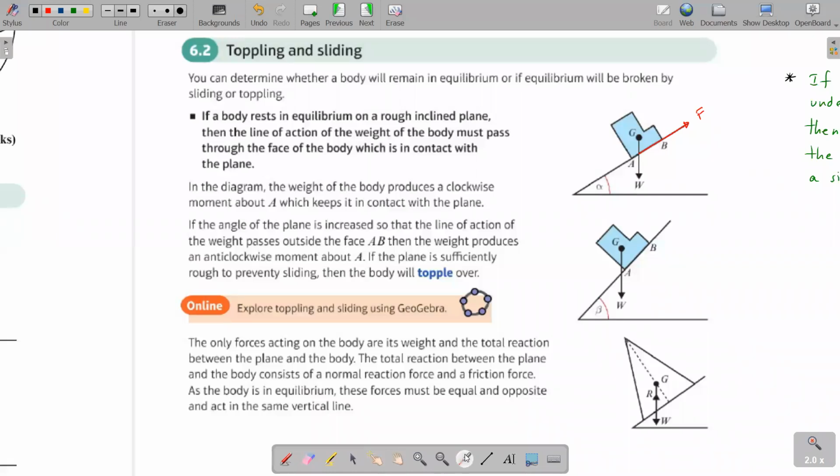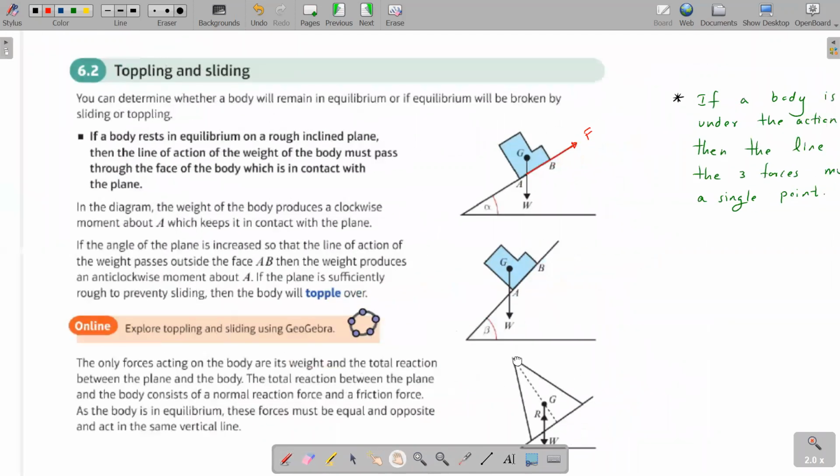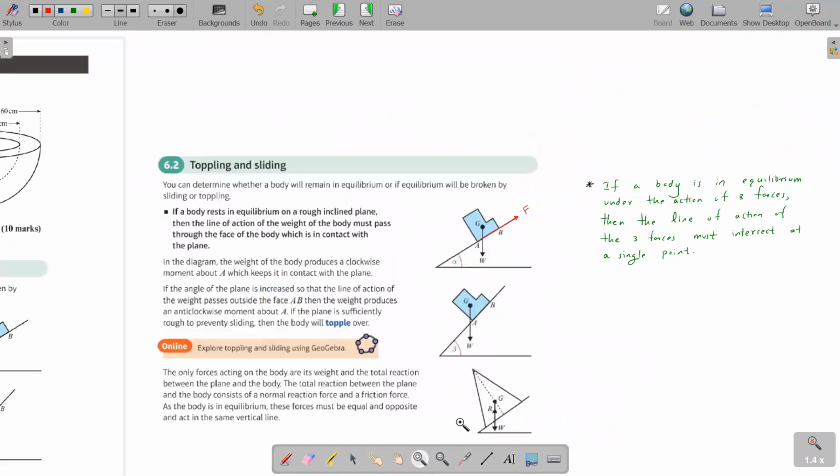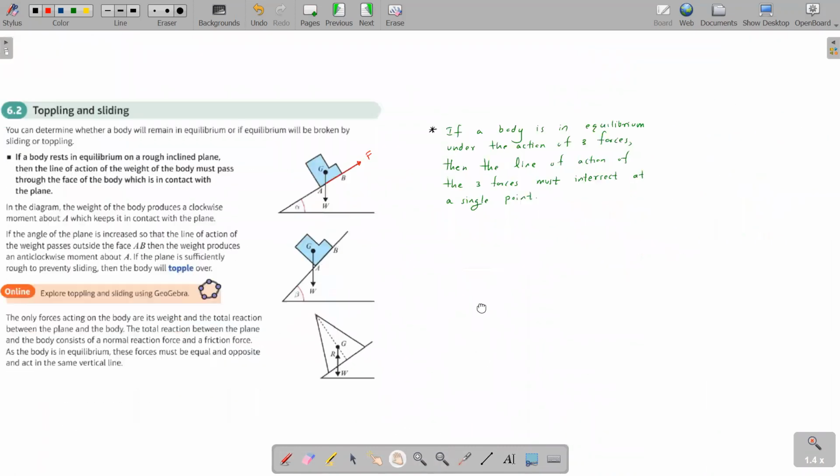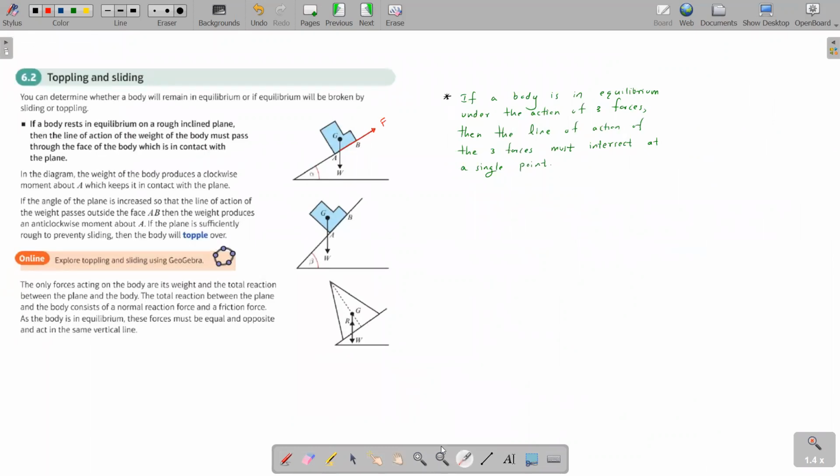All right, guys. So the third force here that you need to remember is the normal reaction, right? So you have the weight acting vertically downwards, friction opposing the direction that it's trying to move, and the normal reaction, which is always acting perpendicular to the surface. Now over here, you need to also remember this particular rule. I hope you remember this.